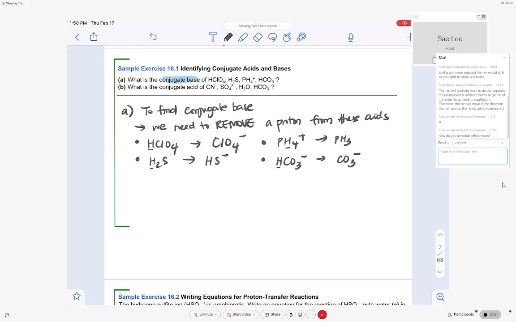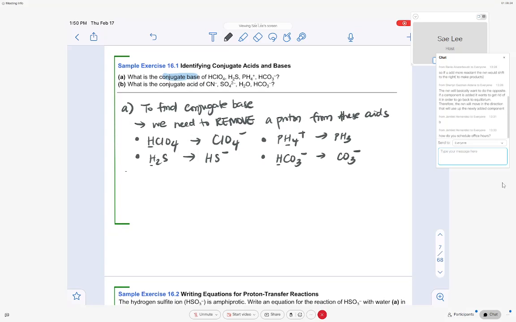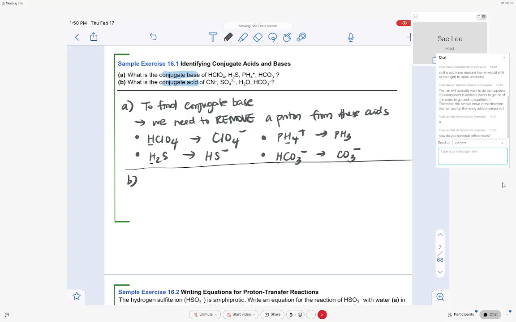Okay, so in order to find the conjugate base, simply remove a proton. Question B, you need to find the conjugate acid. Okay, so in order to find the conjugate acid of the following bases, you simply have to add a proton to these bases.